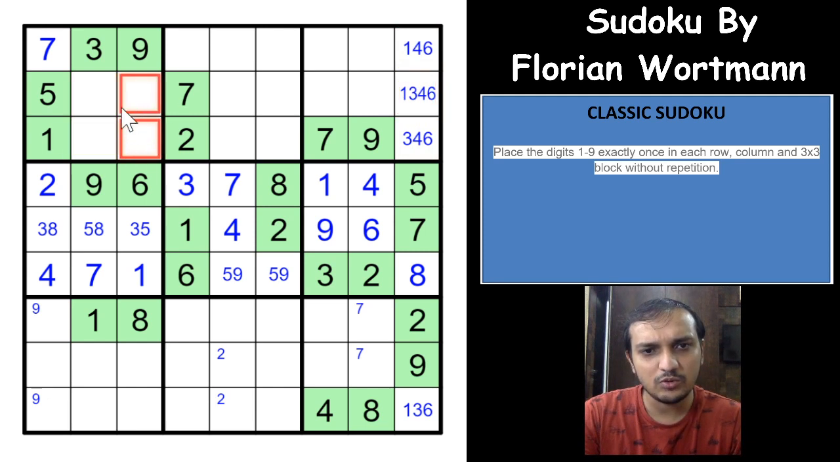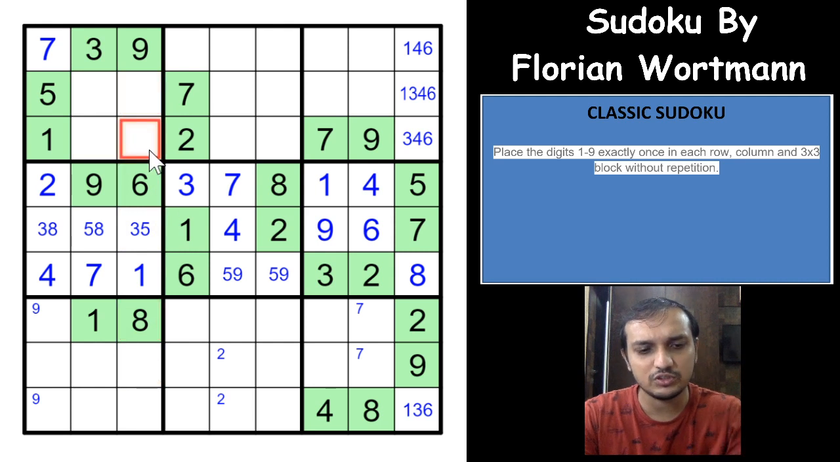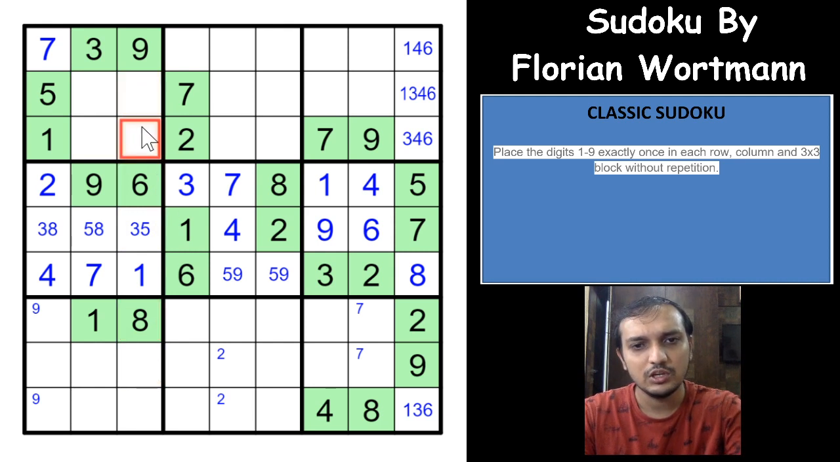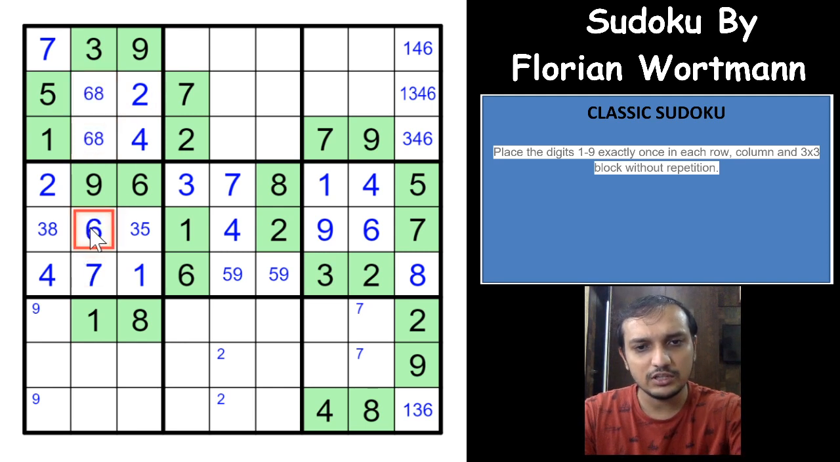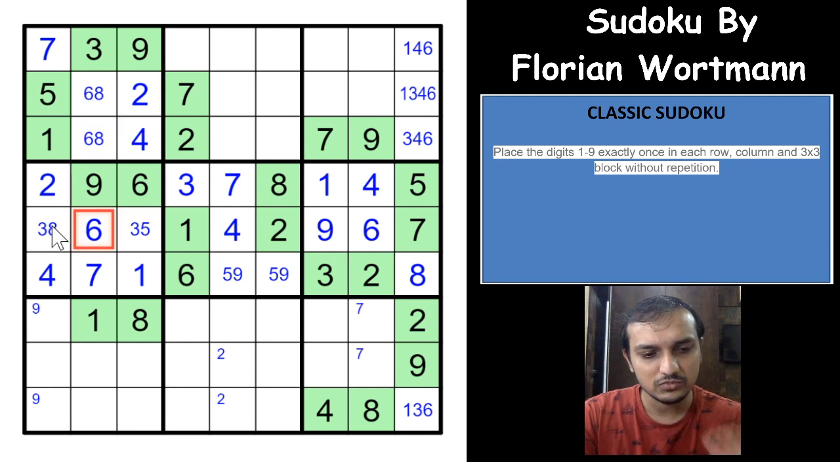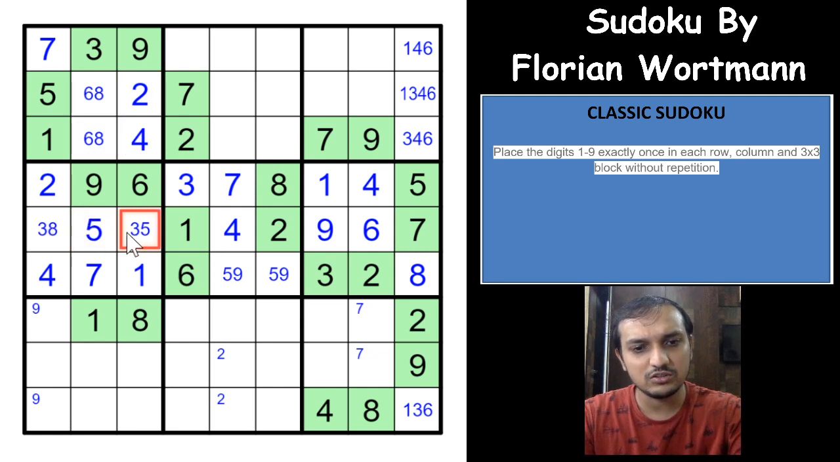The digits here would have to be 2, 4, 6 and 8. All the odd digits here, 6 and 8 is already here in this column. So these 2 digits would have to be 4 and 2. This is 4, this is 2, and these 2 digits are 6 and 8 in any order. And because of the 8 here, you get a 6 here. Sorry, you get a 5 here, 3 here and 8 here.